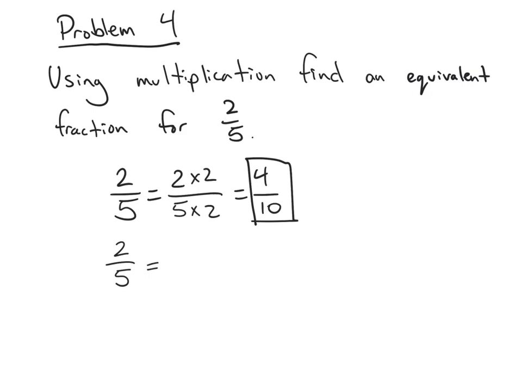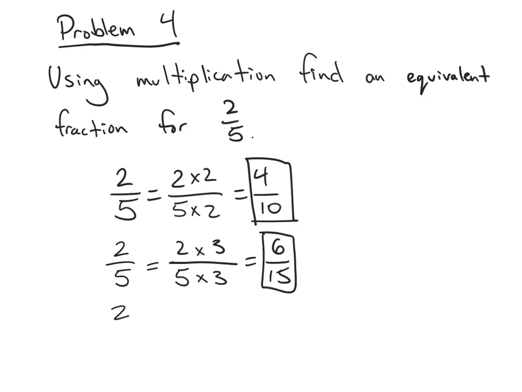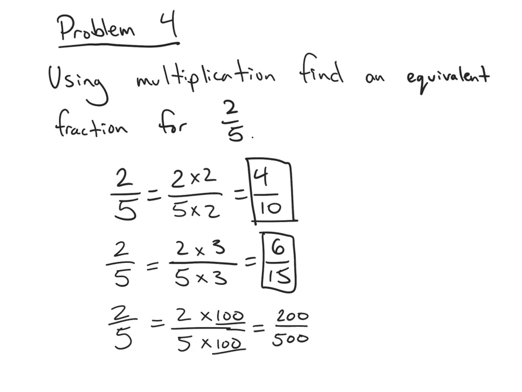For example, if we wanted to multiply the numerator and the denominator by 3, we would get 6/15. So that is also an equivalent fraction to 2/5. So really, if we wanted to, we could even multiply it by 100. As long as we're multiplying them by the same number on the top and bottom, we would get 200/500, which is the same as 2/5.